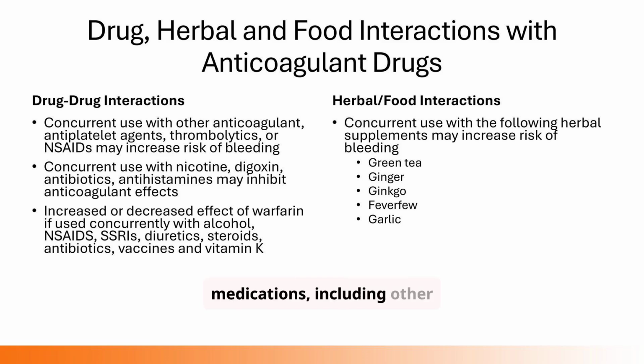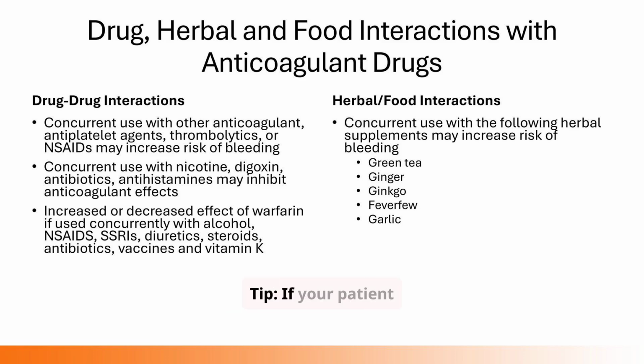Many medications, including other anticoagulants, antiplatelet agents, and NSAIDs, can increase the risk of bleeding. Certain herbal supplements, such as green tea, ginger, and ginkgo, can also interact with anticoagulants. Always obtain a thorough medication history to identify potential interactions. Even herbal teas and vitamins can interfere. Always ask patients about over-the-counter meds and supplements.